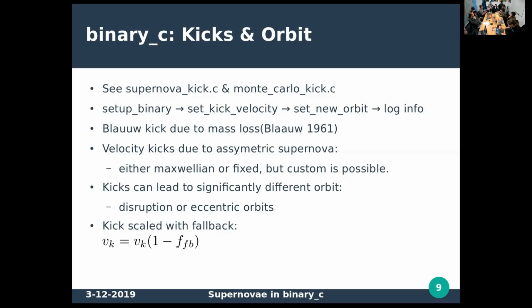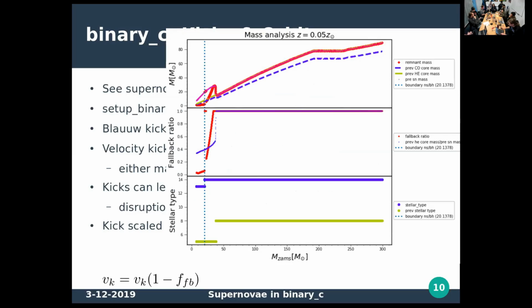There's a full fallback, so nothing really gets ejected, at least according to the prescriptions that we have implemented prior to 2012. They calculated the ejection of this. Oh yeah, here's the plot. This is a very big range of stars, and I made this plot for my master thesis.